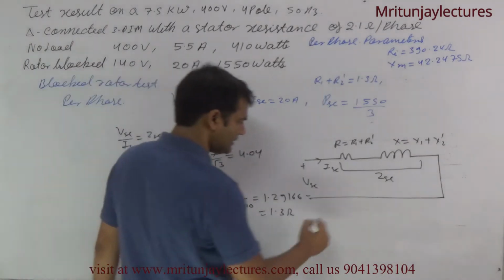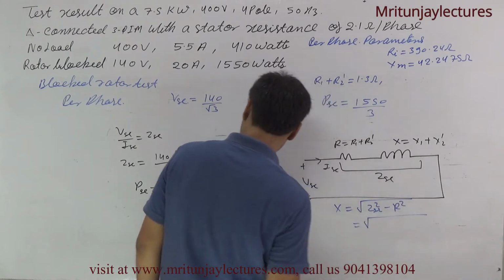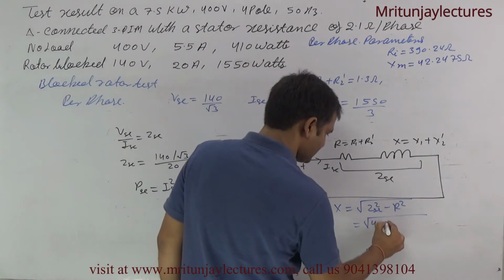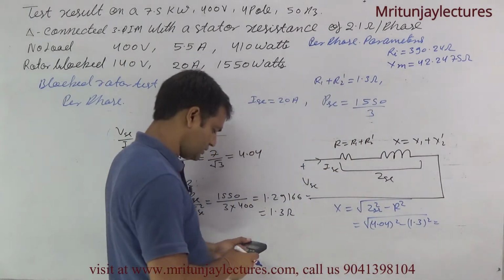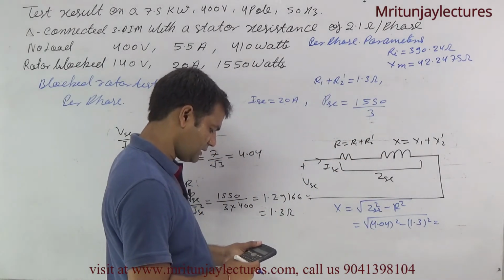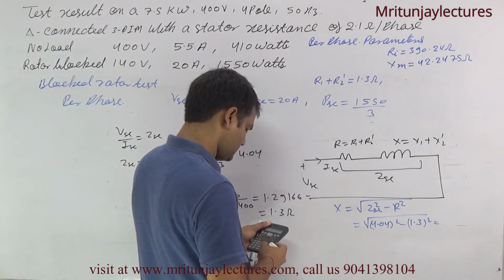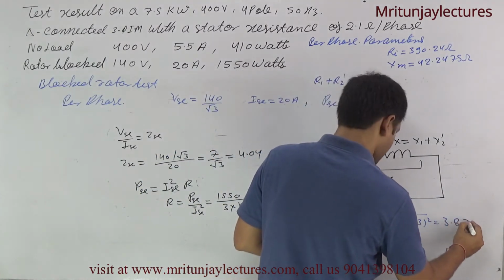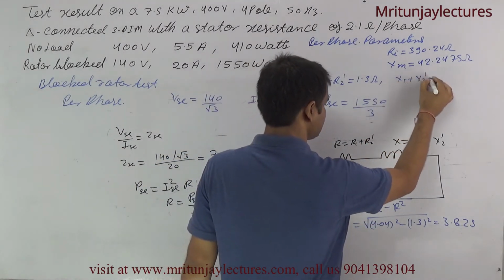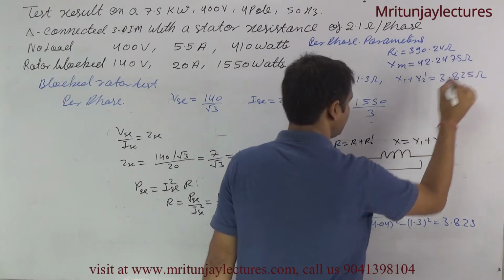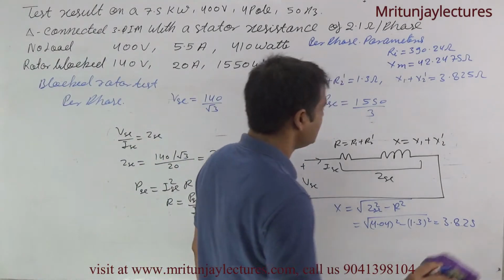What about X? X is the square root of ZSC square minus R square. ZSC is 4.04, so 4.04 to the whole square minus 1.3 to the whole square. Finally, under root of this, we got 3.825. So X, that is X1 plus X2 dash, is 3.825 ohm. Clear? Or you can say that 3.8 is sufficient.